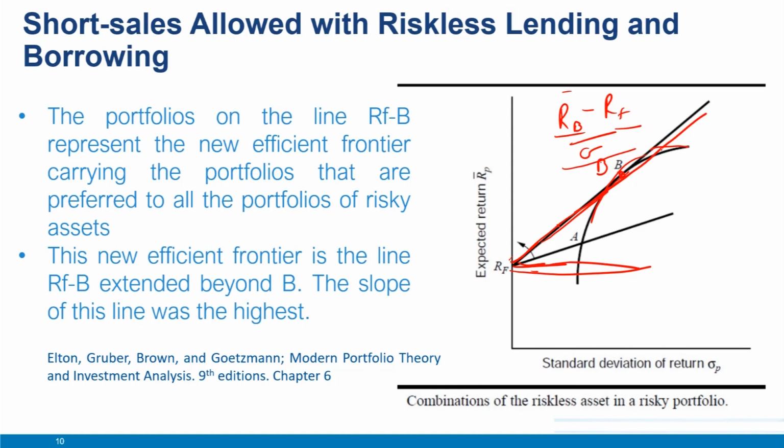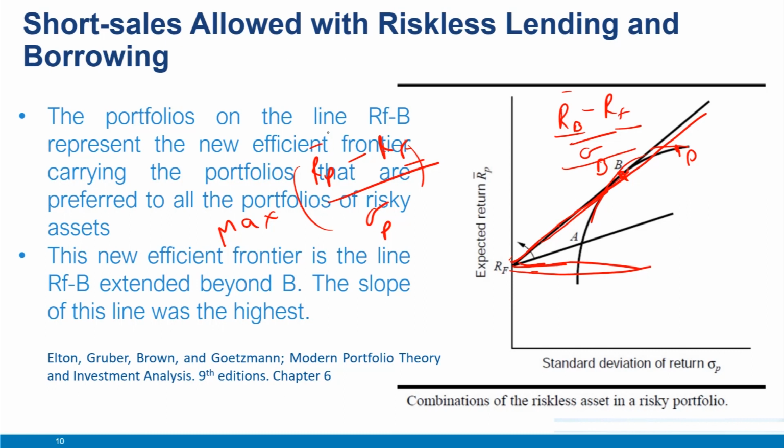So for any generic point P, the slope is RP bar, which is the expected return on P, minus RF. So this is the excess return over RF, divided by the risk of the portfolio, sigma P. So what we are trying to do is maximize this quantity, and the point at which this is maximized will be the tangent point, and at that point the slope will be maximum and will give us the most optimum portfolio.